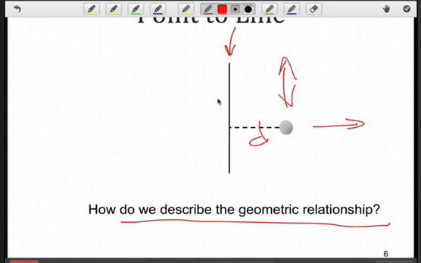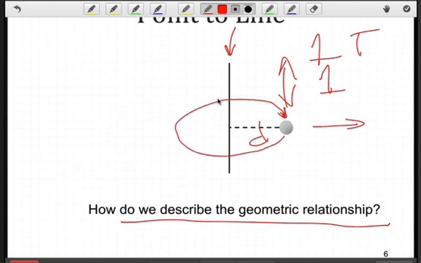So that allows at least 1 degree of freedom of translation that is not controlled. I can rotate about the line. So if I move around the line in this direction, I have 1 degree of freedom of rotation that is not constrained. Beyond that, everything else is constrained.